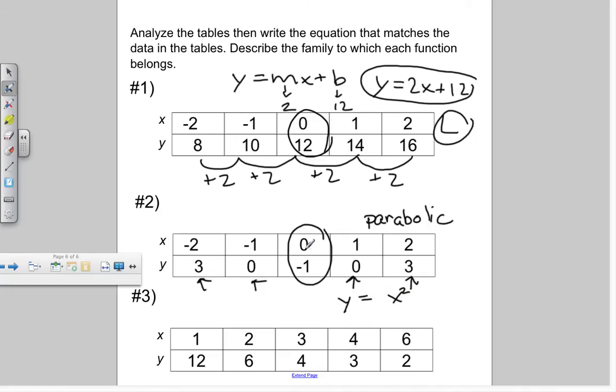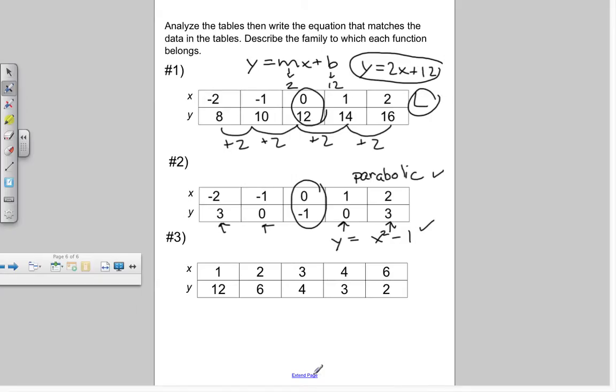So now let's look at it. If I have an x is 0, I put in 0 there, y would be 0. So it seems like it would be that squared, maybe -1. Let's try that. If I put 0 in here, does it work? 0 squared minus 1? Yes. If I put a 1 in there, 1 squared minus 1, 0? Yes. If I put a 2 in there, 2 squared minus 1, 3? Yes. Got it.